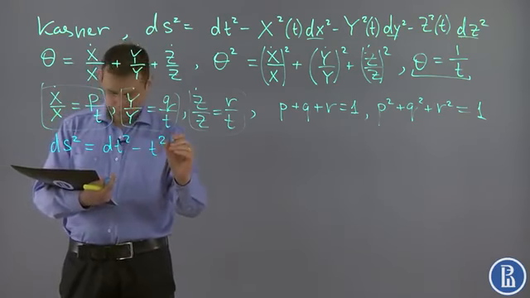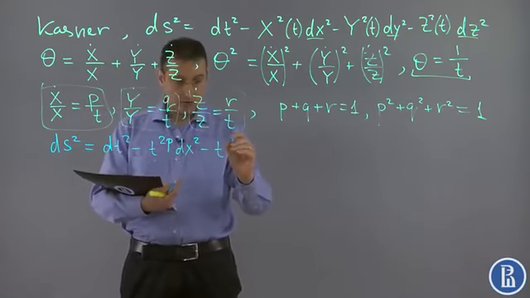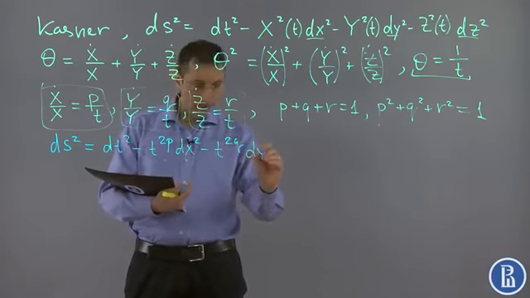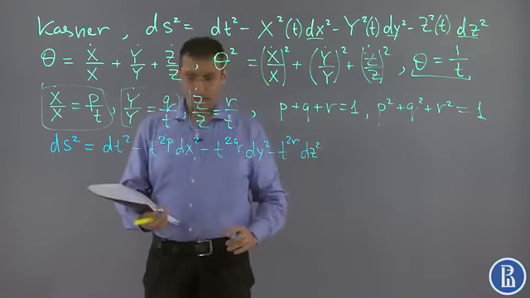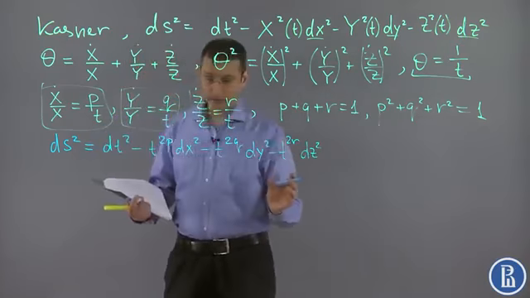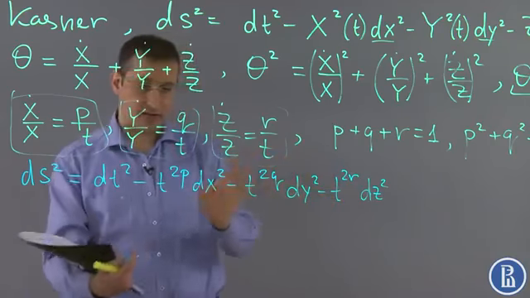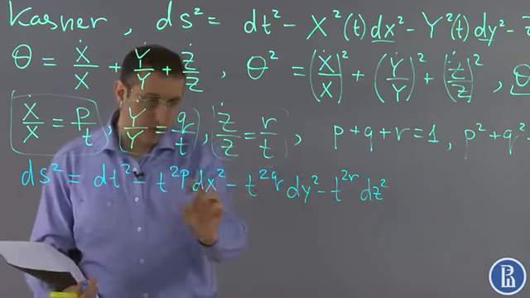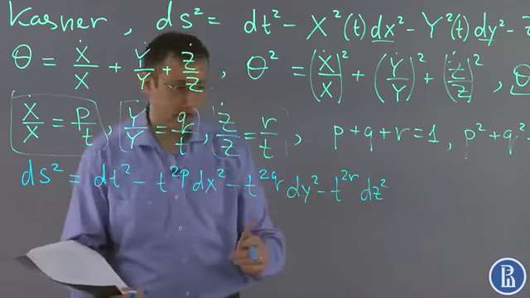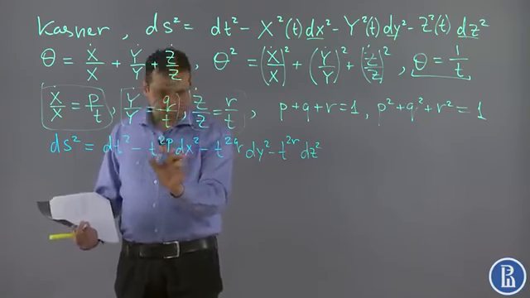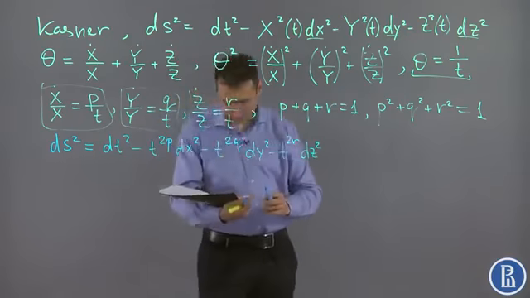ds squared is dt squared minus t to the power 2p dx squared minus t to the power 2q dy squared minus t to the power 2r dz squared. So you see, Kasner's solution describes the following situation. As time goes by, these three directions are independently, not related to each other, expanding with different powers, or shrinking, depending on where time goes.